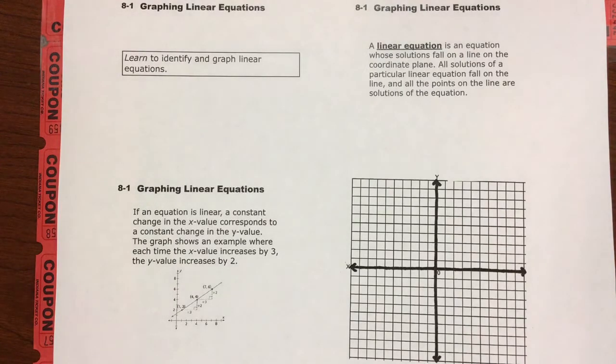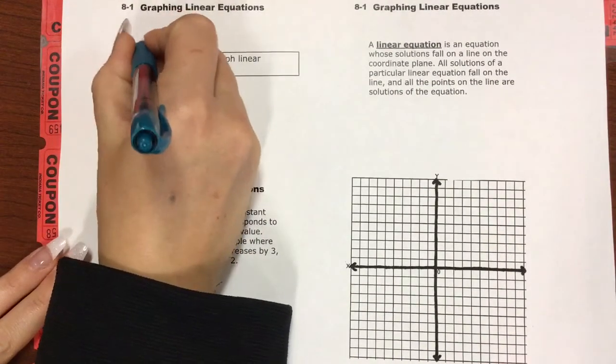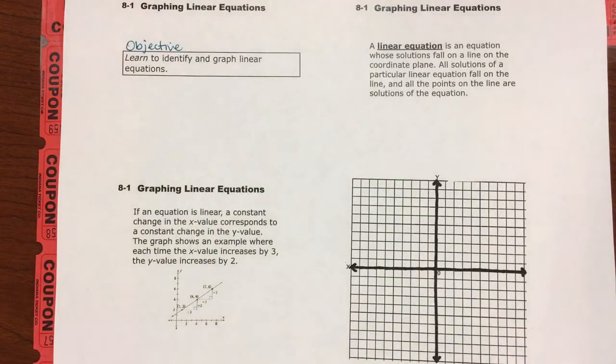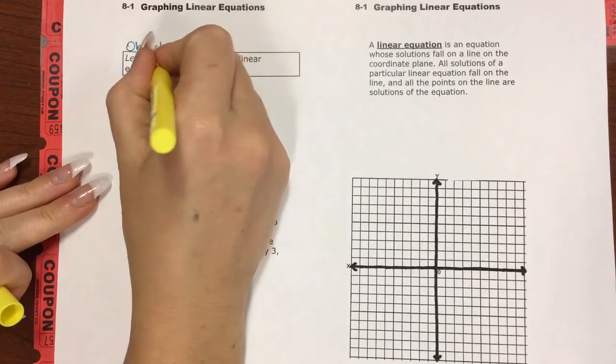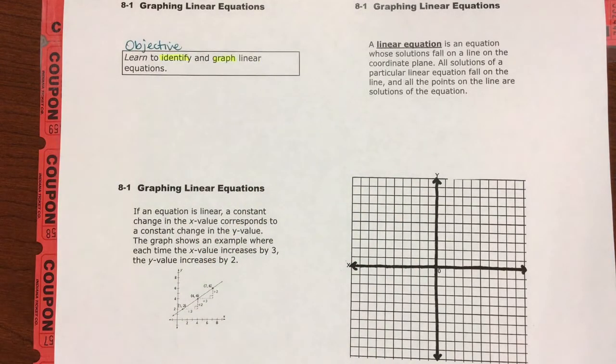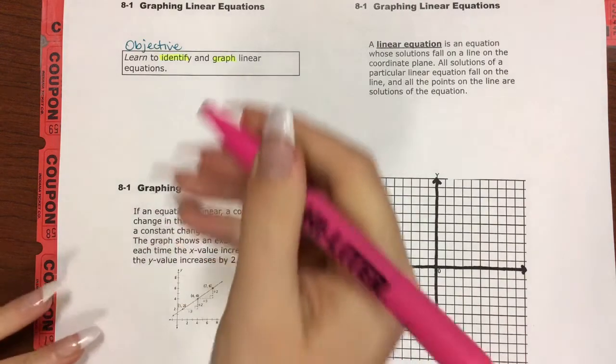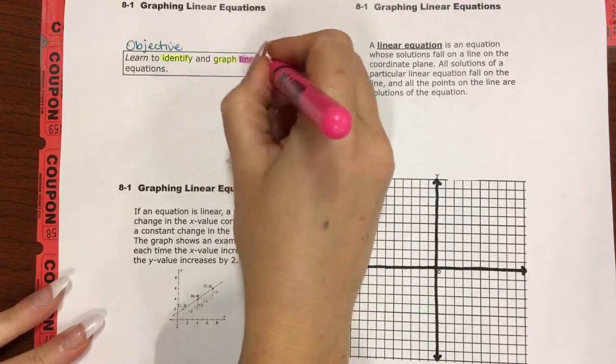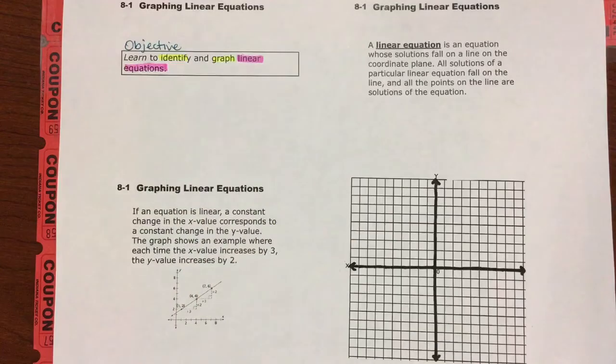All right, we are in Chapter 8, Lesson 1, Graphing Linear Equations. So our objective for today is to learn to identify and graph linear equations. So we're going to do two things in this lesson. We're going to identify and we're going to graph linear equations. So there's this word, linear equations. What exactly does linear equations mean?